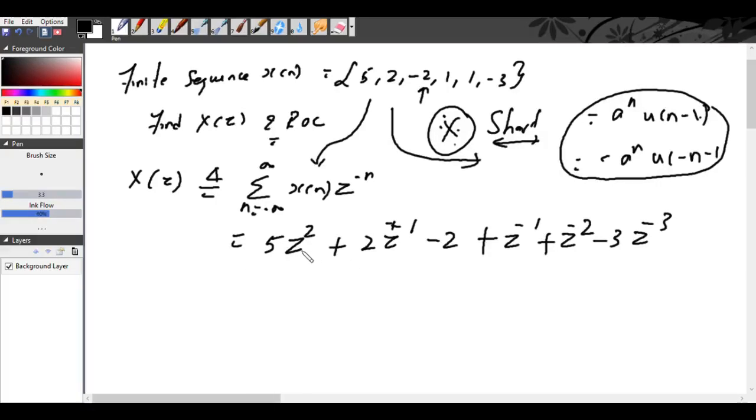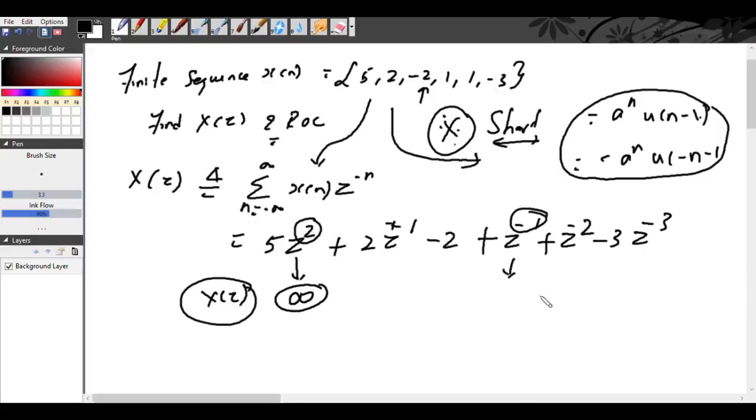Look carefully at the equation: there is a positive series and a negative series. One thing is for sure, if this z goes to infinity, then the entire x of z will blow up. So I cannot calculate the z transform for it. At the same time, z also cannot take the value of 0. It cannot take infinity, and it cannot take z equal to 0.